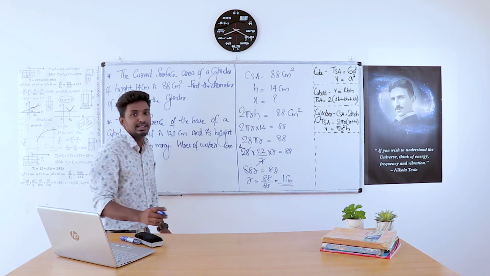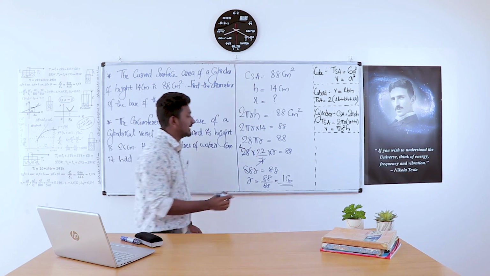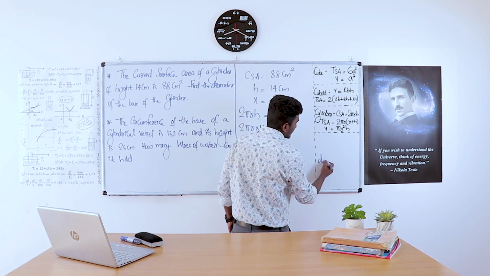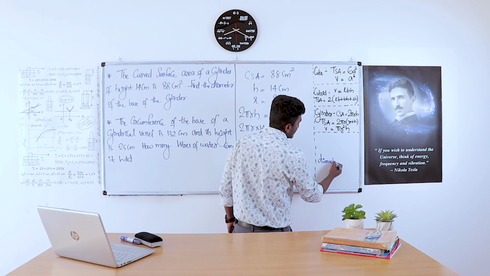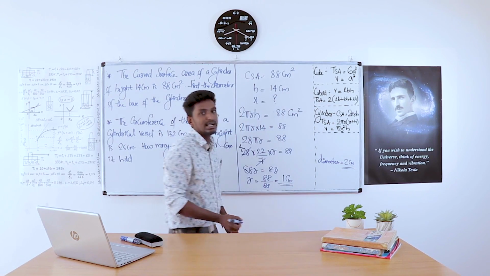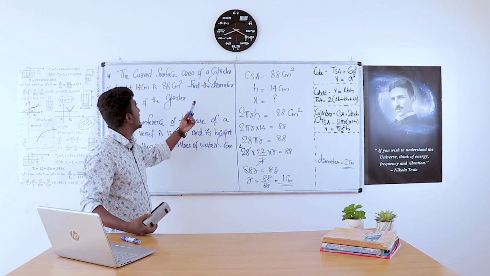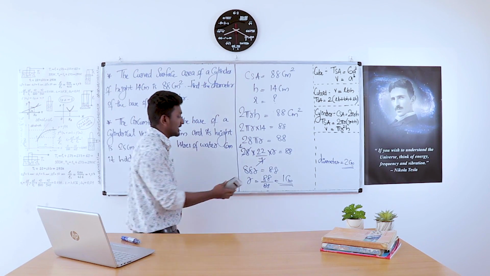Now we got the radius as 1 centimeter. If the radius is 1 centimeter, then what is diameter? It is 2 centimeter. Clear? So the diameter of the cylinder is 2 centimeter.